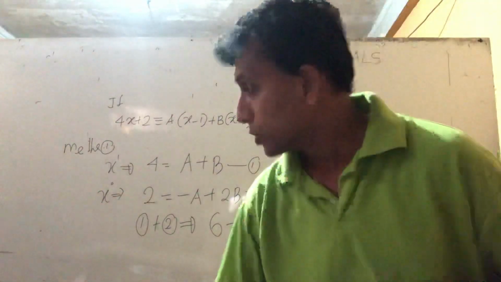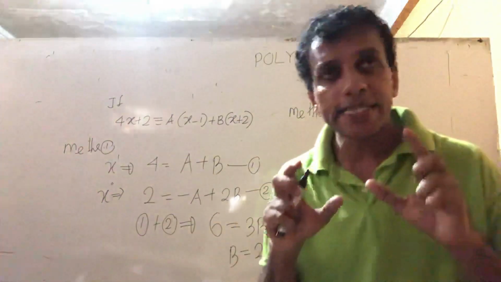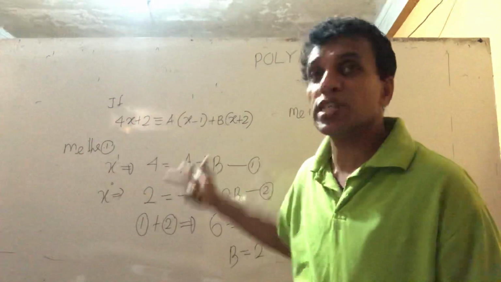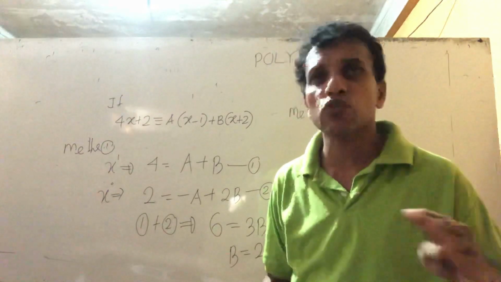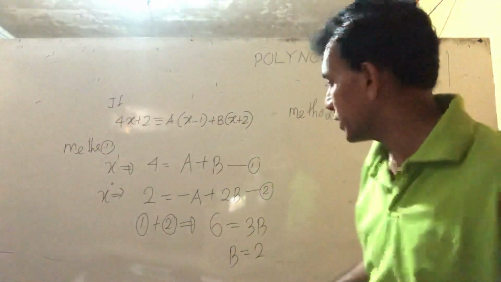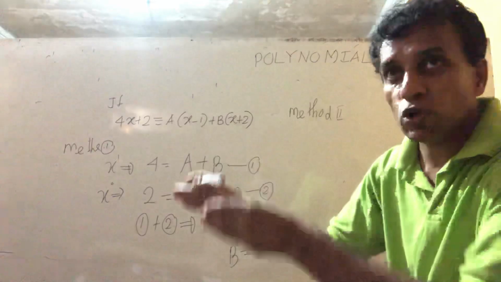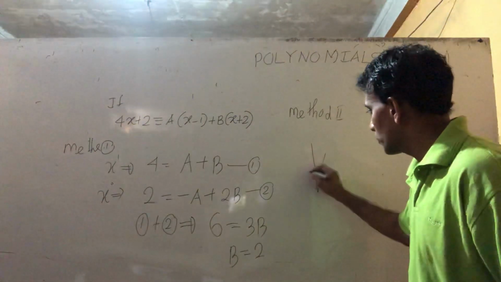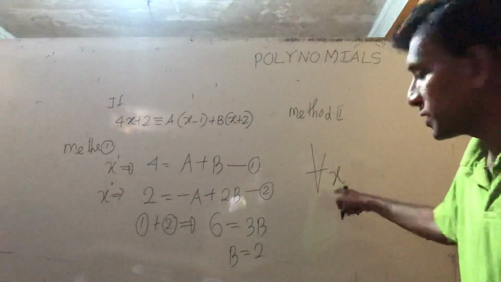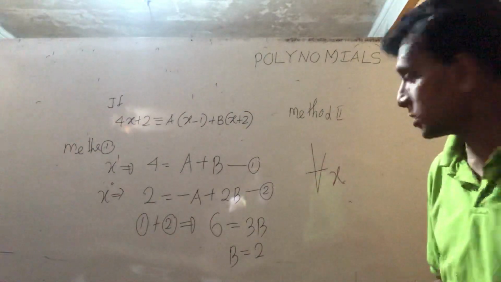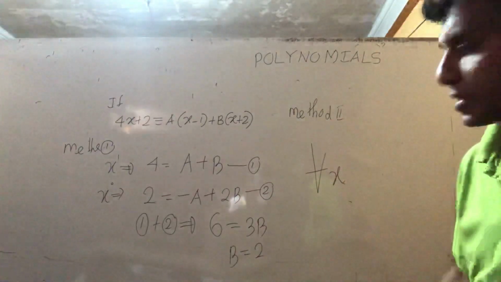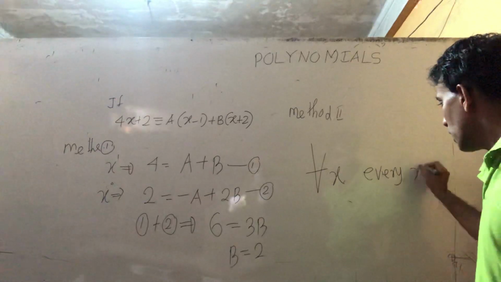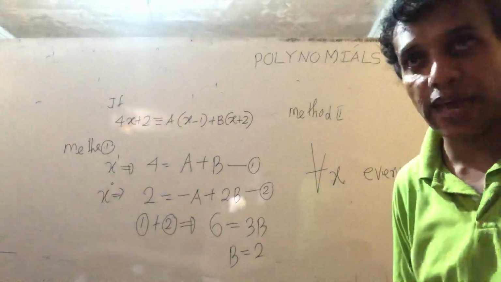Method 2, right? So this method is the identical polynomial: whatever x value, LHS and RHS are both equal. For any x value, there is a symbol for that, so let me also copy the symbol. You can see this symbol in some pure maths final papers. The meaning is every x, every value of x, right?